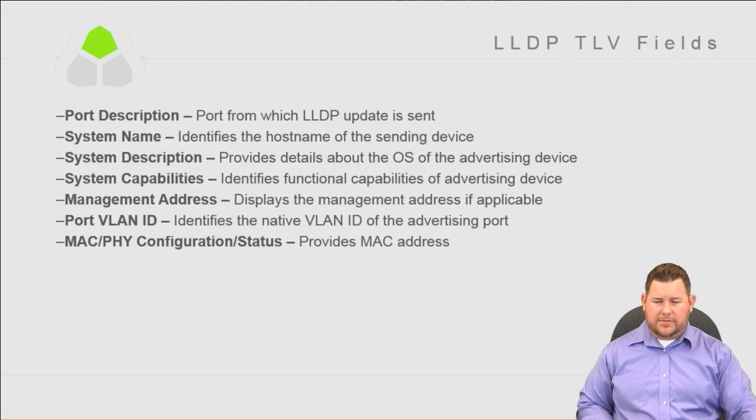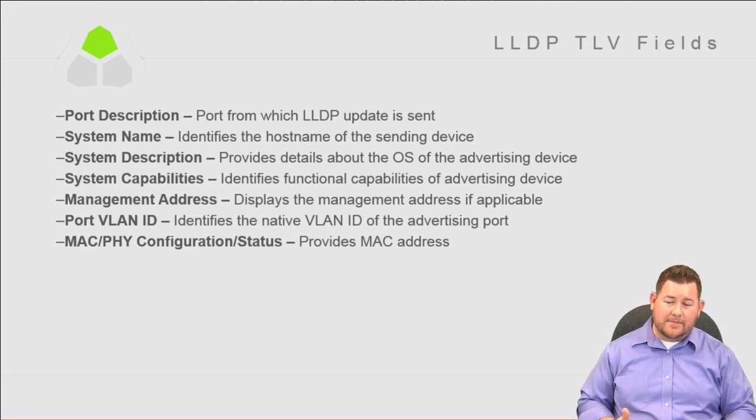All right, here's an example of the TLV fields that are in LLDP, and you're going to see that they're similar. There's kind of different names than CDP. You have a port description, where the port's sent from. You have a system name, system description, capabilities. So you're getting the same type of information. You're also getting VLAN ID and MAC address. So those things are pretty important.